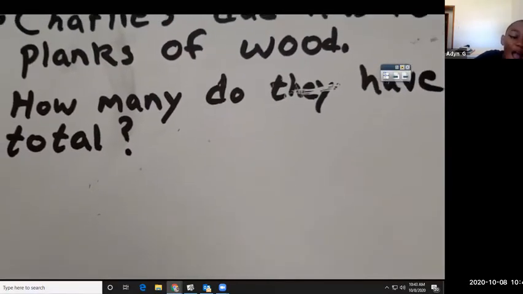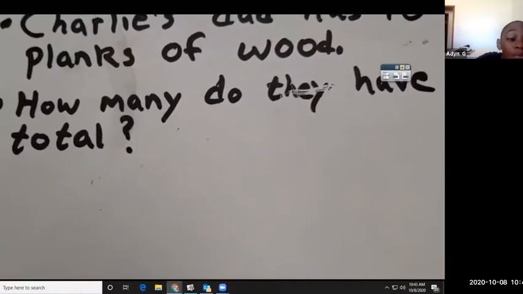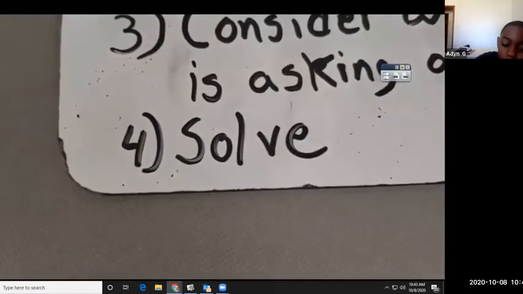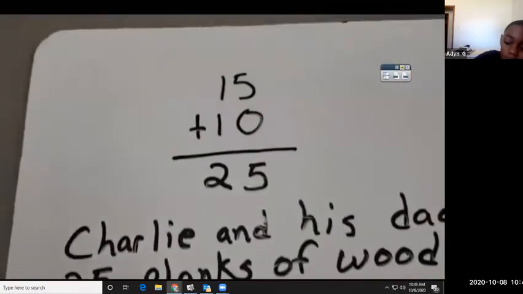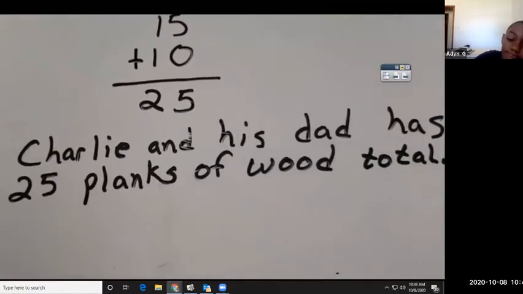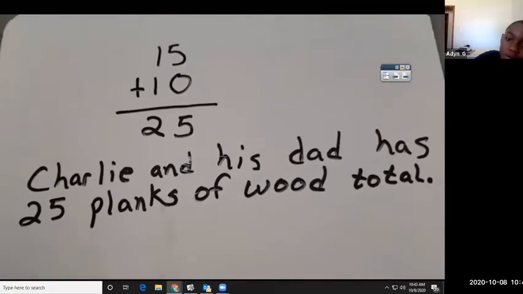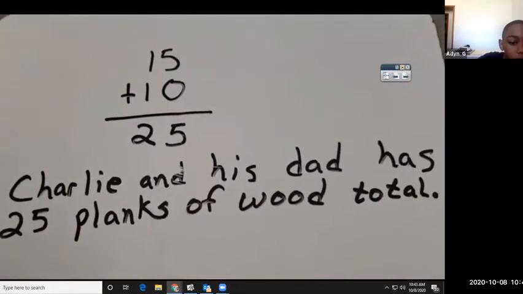And when I hear the word total, I'm thinking adding. I need to find a sum. I need to add. And finally, number 4 is solve. So this is how I solved it. I did 15 plus 10 is 25. So my answer is Charlie and his dad have 25 planks of wood total. And this was all easy for me to do because I followed those steps. Okay?